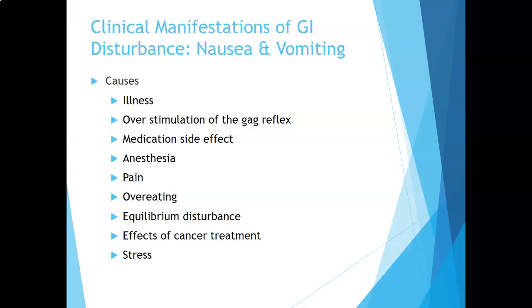May be related to illness like a microorganism, an obstruction, or food poisoning. Sometimes overstimulation of the gag reflexes. So sometimes with thrush or a swollen throat, too much coughing or overproduction of phlegm can lead someone to be nauseous. It can be a medication side effect. It can be a result of anesthesia, pain, or overeating. Equilibrium disturbance is another big one, like motion sickness. Can be the effect of cancer treatment or stress. So pretty much anything can cause nausea, I think.